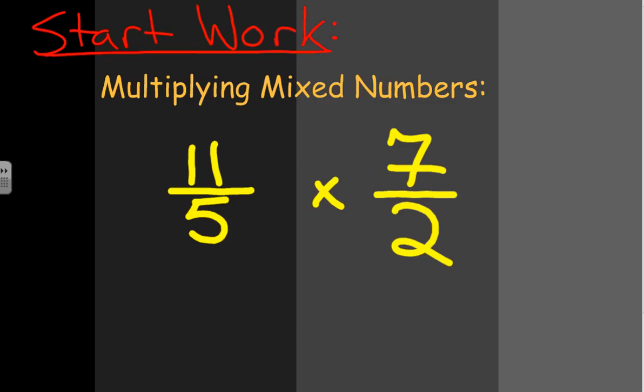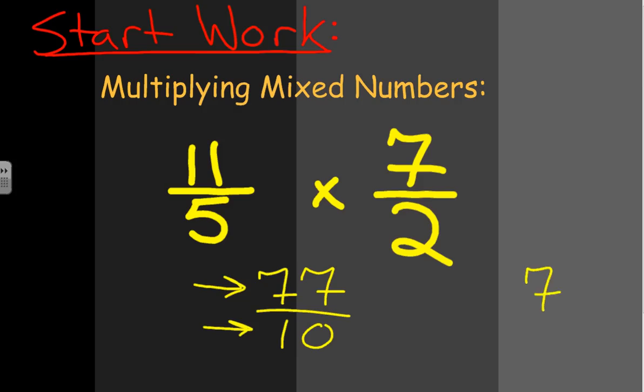Go ahead and start by trying to solve this problem. Now, if you have already solved this problem, you will know that we need to multiply 11 times 7, the numerators, to get 77, and then multiply the denominators. 5 times 2 equals 10. Since this is a larger number in the numerator than the denominator, we have an improper fraction. So we're going to have to simplify by dividing the numerator divided by the denominator.